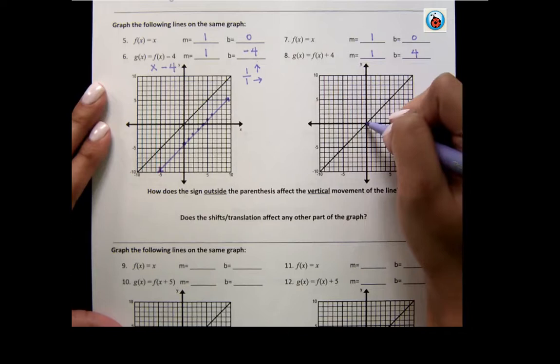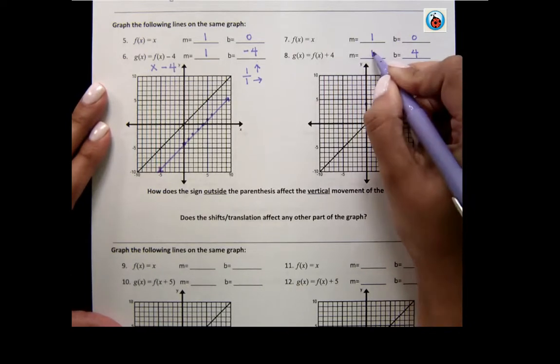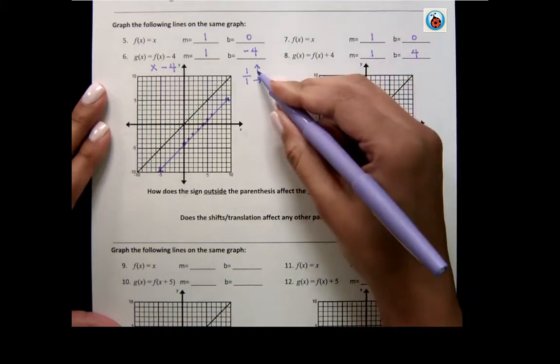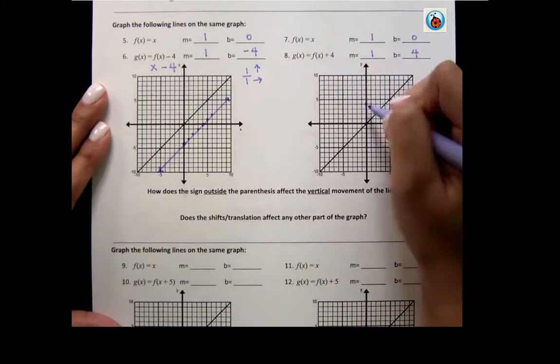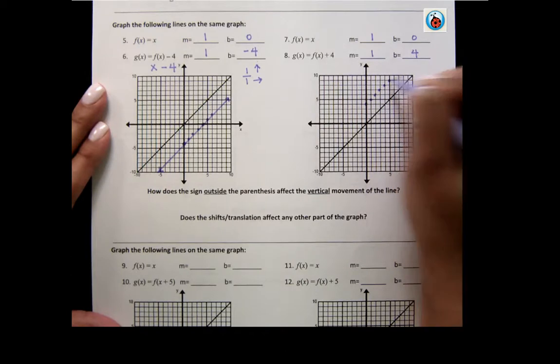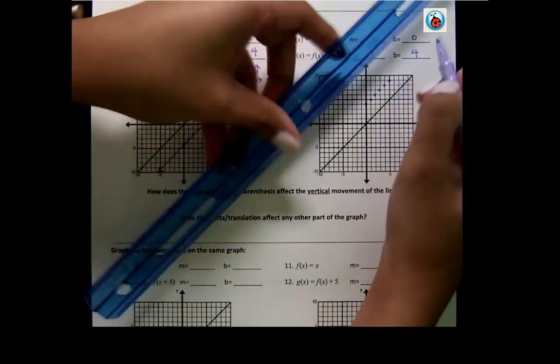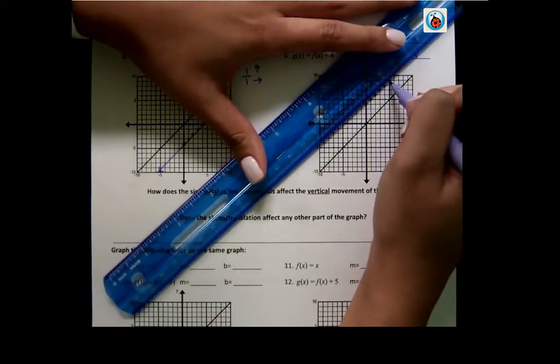So from the origin, I go up 4 because it's positive. And then my slope is still 1, so it's still the same thing as up 1, right 1. Up 1, right 1, up 1, right 1. And it's the same thing because the slope isn't changing. So again, I connect my points.